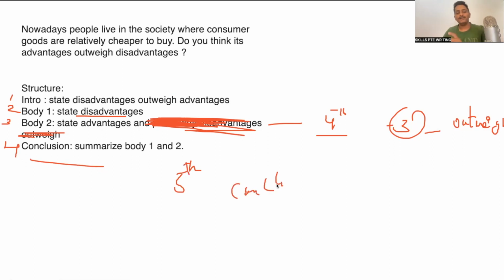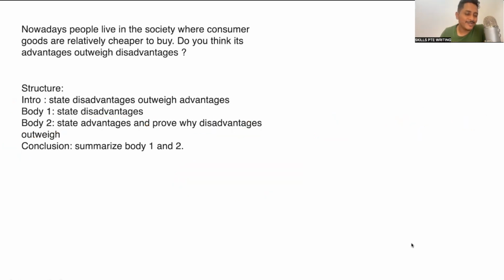This can also be done in the 3rd paragraph only, where you can include why the benefits outweigh. But you have to include why they outweigh. If you don't, you don't get any marks.